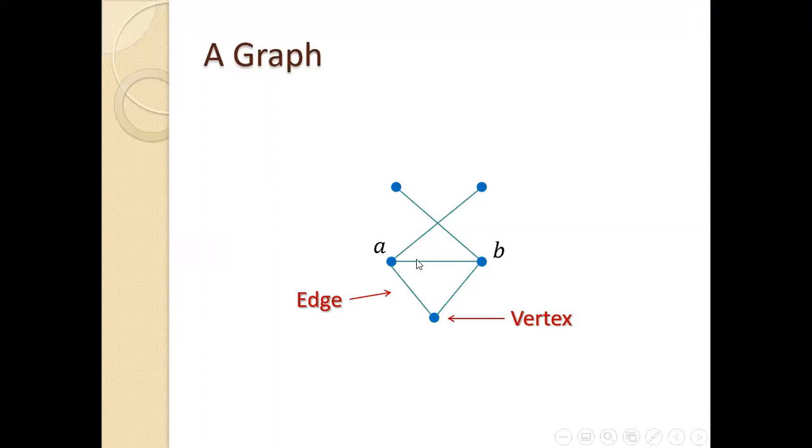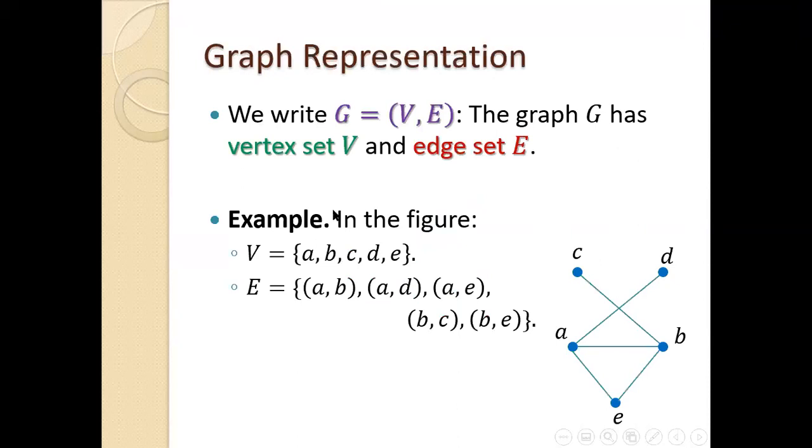Here, there's an edge between A and B. It doesn't have to be straight. You can draw it any way you like. Okay, that's a graph. Some vertices, some edges. We usually write a graph like this. So we can call it G, maybe a graph. And it's two sets, a set of vertices, V, and a set of edges, E.